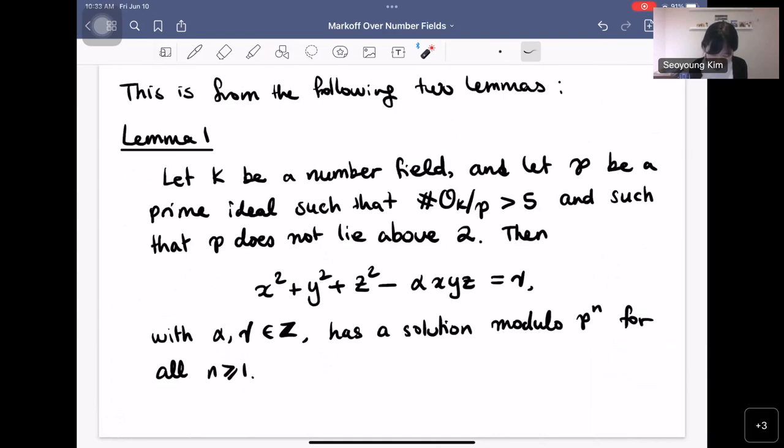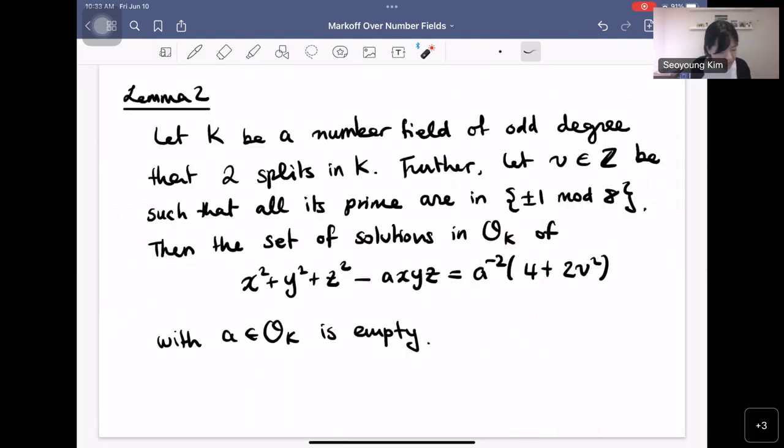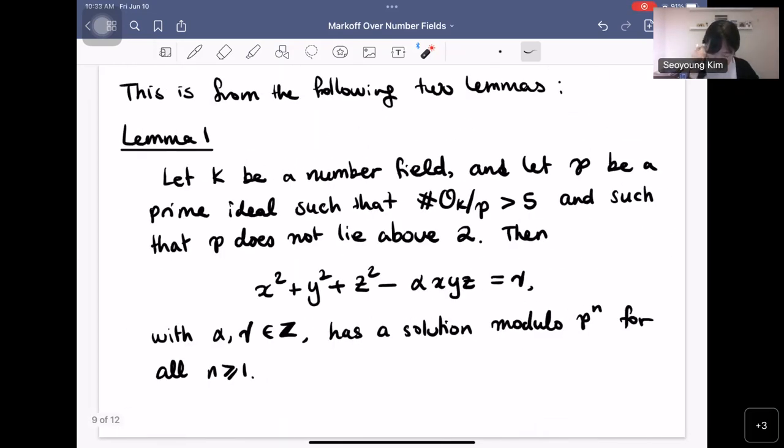And of course, between this lemma one and lemma two, I hope it is clear that one is about the local solution and the other one is about the global solution. But what I want to say very briefly is how lemma one can be proved, or at least sketch the proof of lemma one. So let me quickly recall the statement of lemma one.